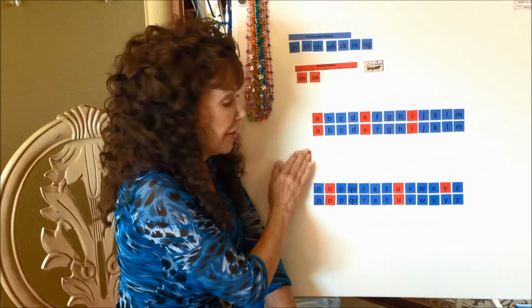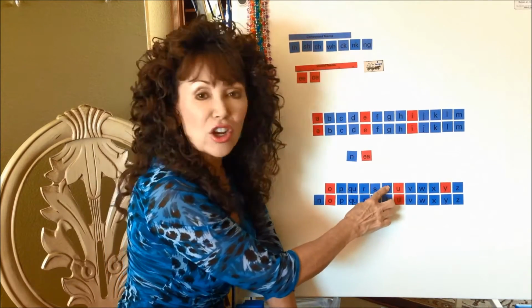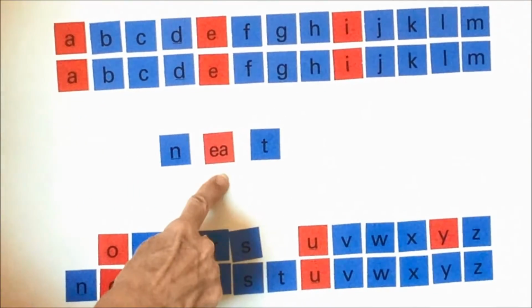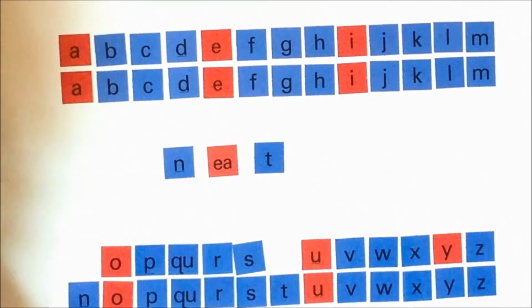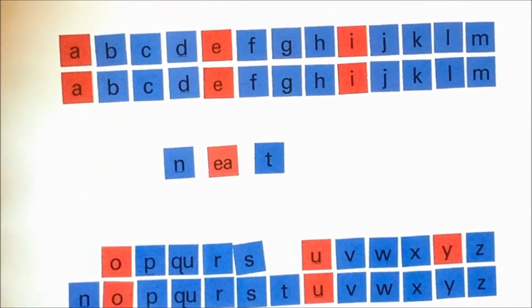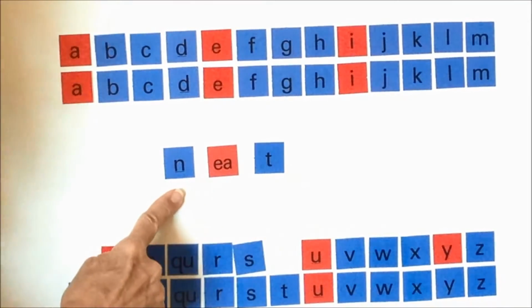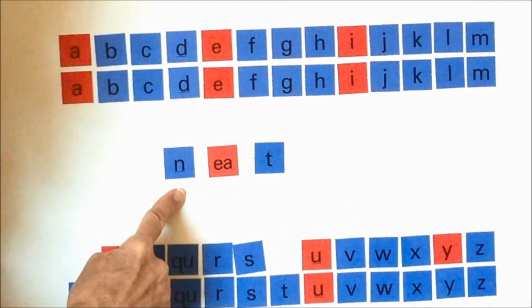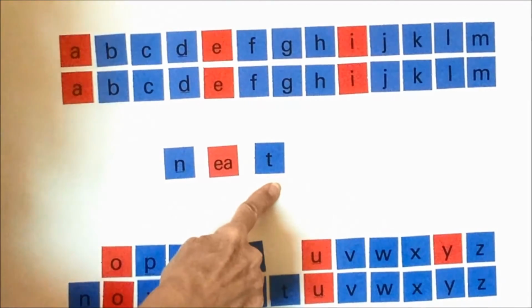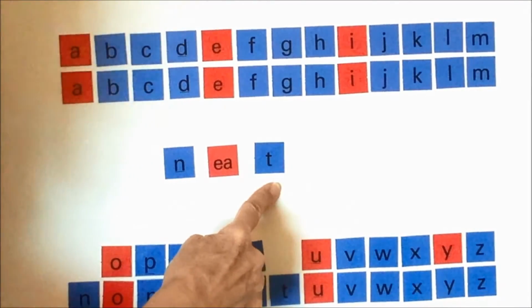I'd like you to take the consonant N and put that at the beginning of the word, and the consonant T. Put that at the end of the word. Now again, the EA has the first sound. Remember that? The first sound is E. All right, let's tap it out. What sound? Yes, N. What sound? Yes, E. What sound? Yes, T.